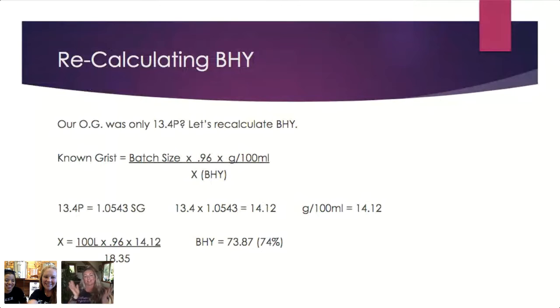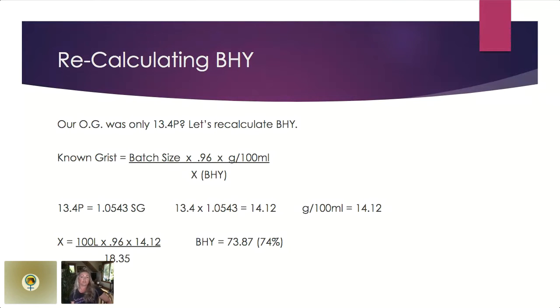Oh yeah, this is the slide that I promised for recalculating brew house yield. So we did all of that math and we did the brew and it came out at 13.4 and we wanted 13.6. And we say, WTF. Again, any number of things could have happened along the way that didn't give us quite our OG. But here's a way that we can recalculate based on a known batch.